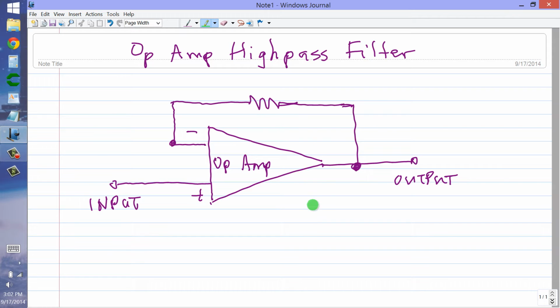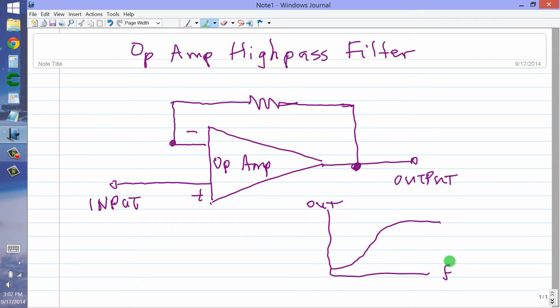Well, suppose now that we want to make a circuit that has a specific type of response in terms of output amplitude versus frequency. And suppose that we want it to look like this. More output as the frequency goes up, less output as the frequency goes down. They call a circuit like that a high-pass filter.